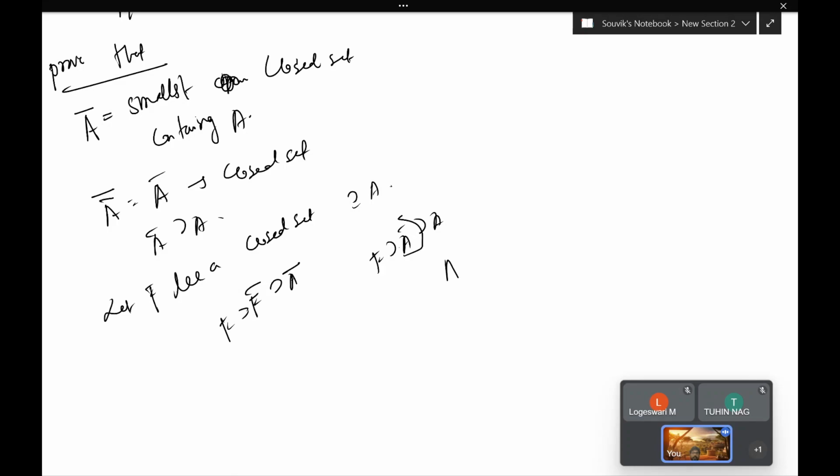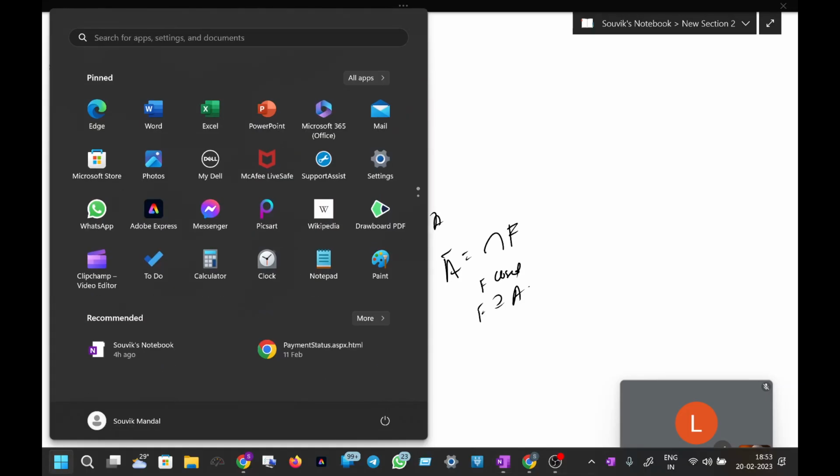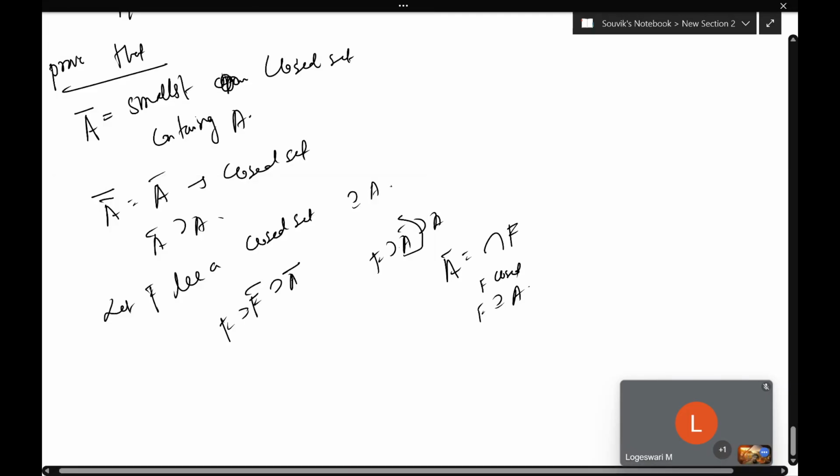So due to this reason, A closure is the intersection of all closed sets F containing capital A. So that's how we can prove that closure is the smallest closed set containing that set.